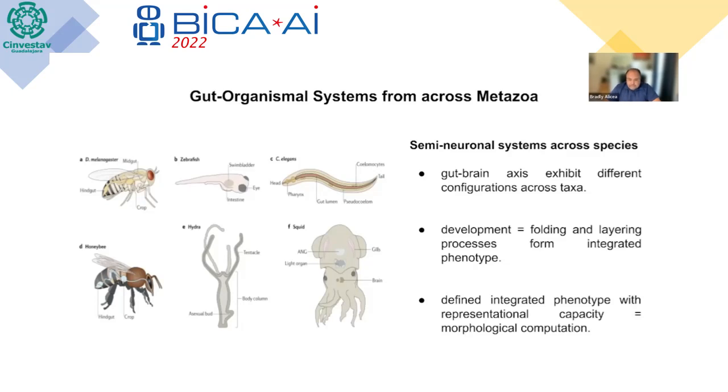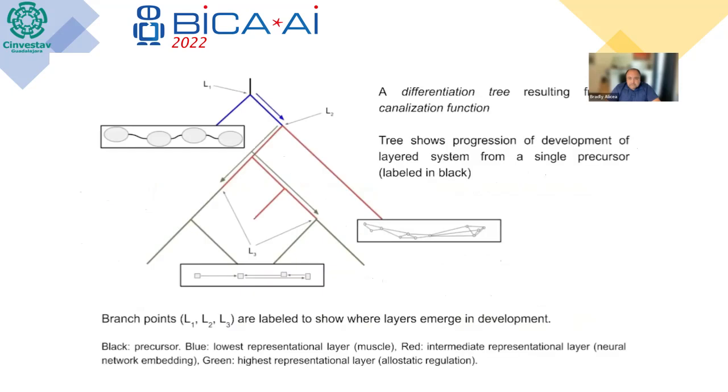This integrated phenotype can be combined with representational capacity through, say, some sort of computational model or computational system to enable something called morphological computation. And that's very important in robotics, especially with robots that are embodied. So you have this embodied computational system, and it's important to maintain the geometry of the phenotype. So now we move to the development.